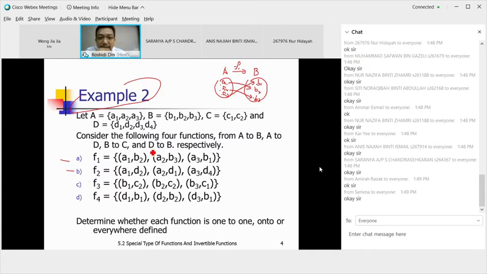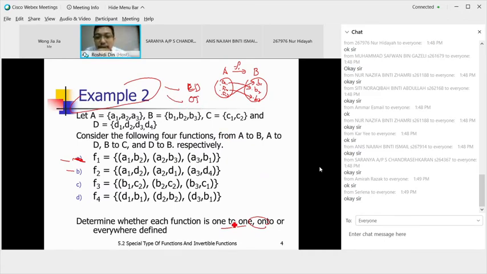The question asks you, is it everywhere defined, one-to-one or onto? So for F1, is it everywhere defined? We check. All the elements, these three elements, utilized. Yes, everywhere defined. Good. The second idea, onto. Are all the elements in B utilized? Yes, onto.